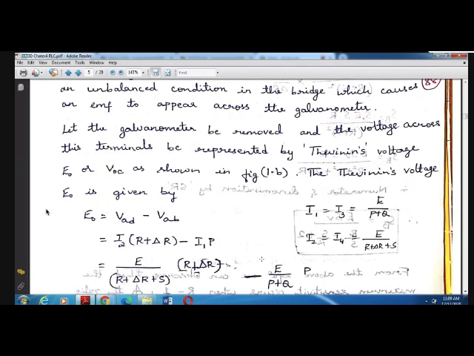What is the small range? Up to what resistance value? How do we classify the resistance range as low, medium, and high? 0 to 1 ohm is low resistance, and 1 ohm to 100 kilo ohm is the medium range. Above 100 kilo ohm, or 0.1 mega ohm, is considered high resistance. So Kelvin's bridge is used particularly to measure 0 to 1 ohm.